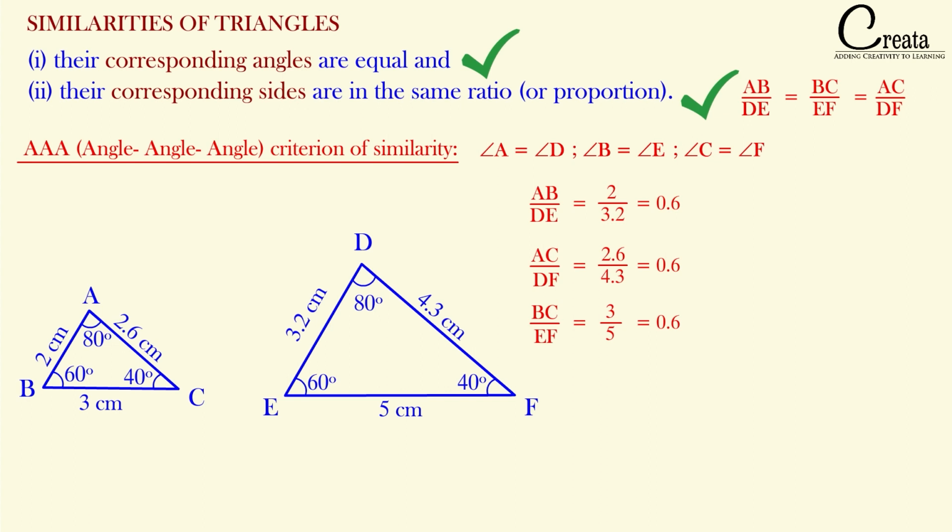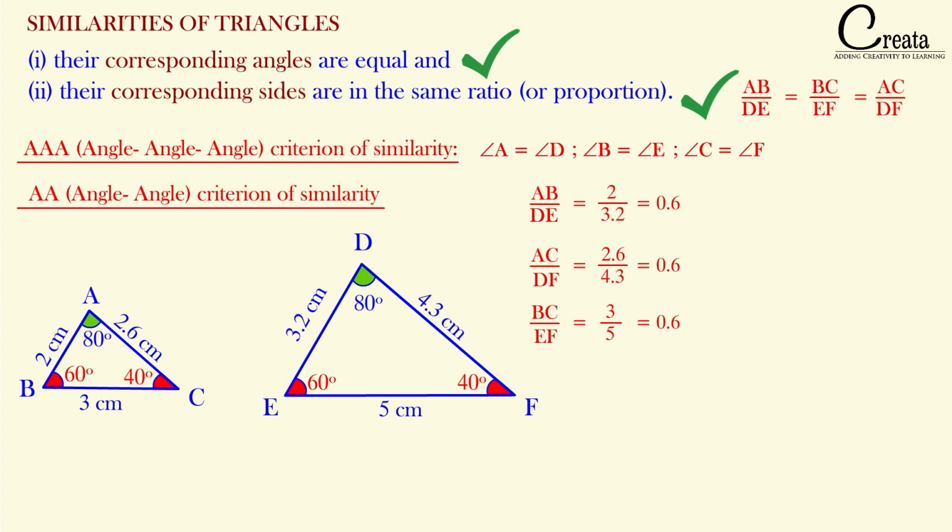Got it? One more important thing, here we can write AAA as also AA criteria. We do not need to measure or match the three corresponding angles. If we match the two corresponding angles, the third corresponding angle will automatically be equal to each other.